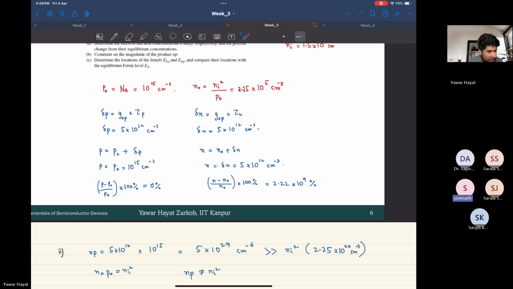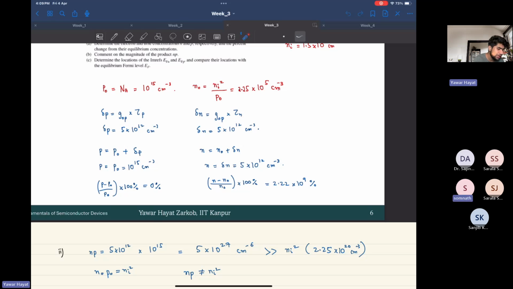N naught will be 10 to the power 5 and n will be 5 times 10 to the power 12. So there will be a significant order, right? If you divide that by n naught and multiply by 100, it turns out that the percentage is 2.22 times 10 to the power 9 percent. You can verify that as well, okay?